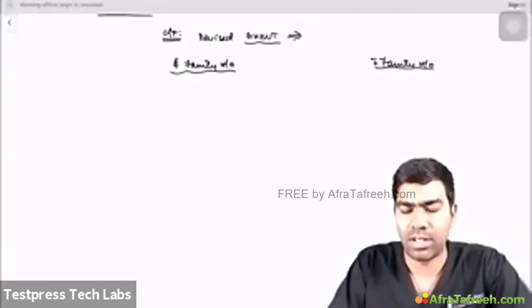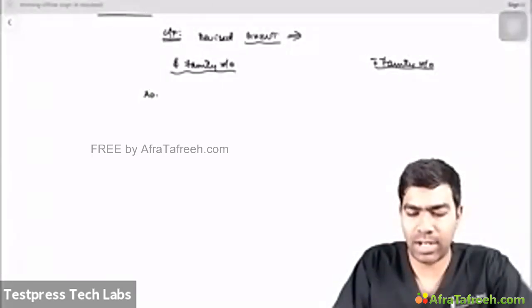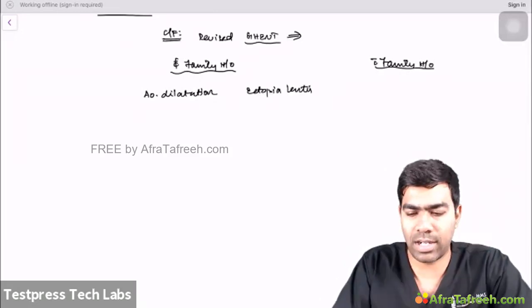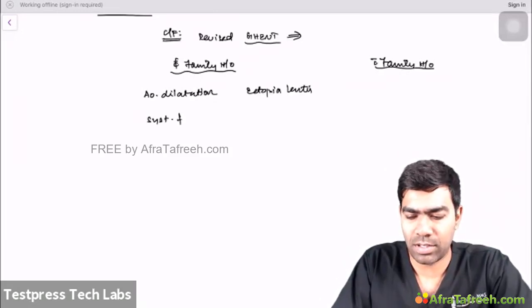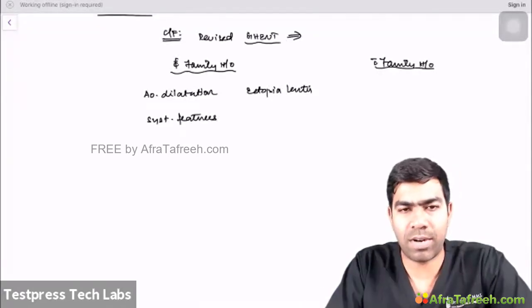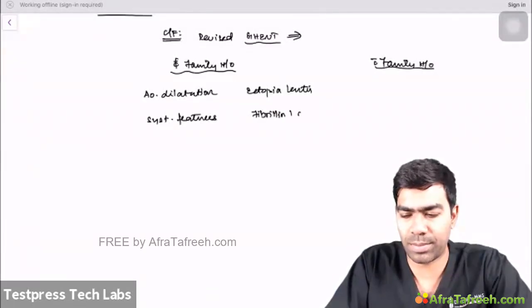For people without family history, I'm going to take four things into account. One is the aortic dilatation or aortic root dilatation. Second, ectopia lentis. The third one, systemic features. I'll tell what the systemic features are in some time. Then finally, the genetic evidence, that is fibrillin 1 gene mutation.